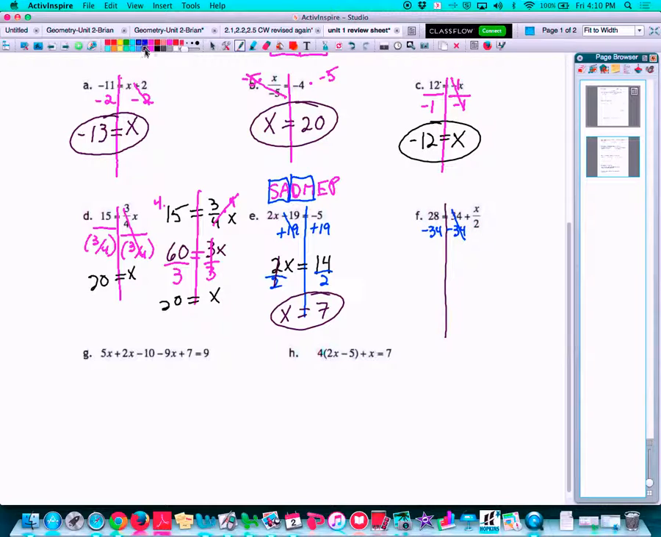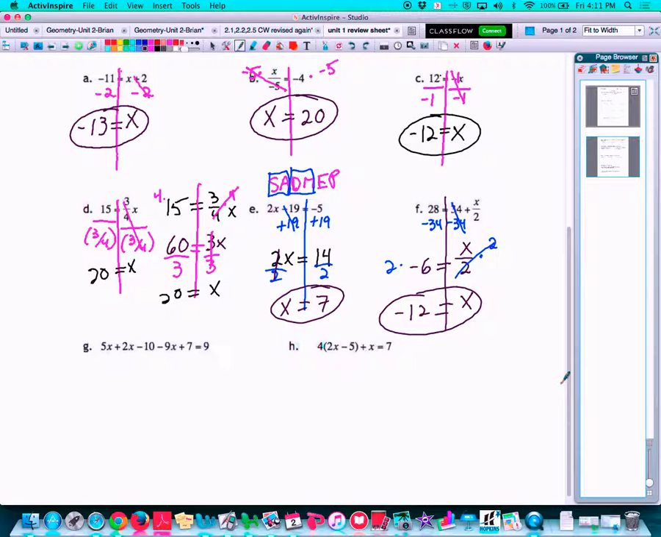Bring down what is left. X over 2 is equal to -6. 28 minus 34 is -6. And then we're going to undo any dividing or multiplying. So we're going to undo the dividing of 2 by multiplying both sides by 2. And now we have x is equal to 2 times -6 is -12.